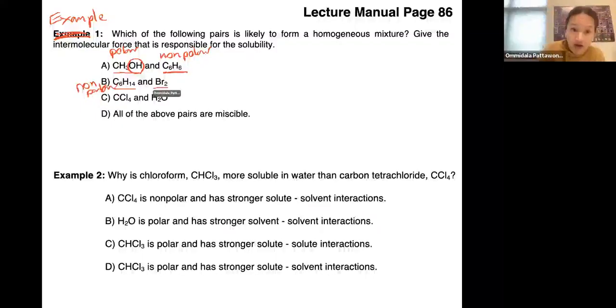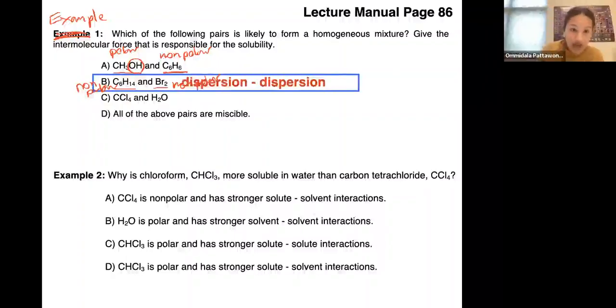The two bromine atoms are identical, so they are going to share electrons equally as well. So this is going to be non-polar. You have non-polar with non-polar, therefore they are going to share the same type of IMF, and they are able to mix with each other. So the answer would be B. The type of IMF between these two would be dispersion. It's going to be the interaction between the dispersion of this molecule and the dispersion of bromine. So that's what it means here.